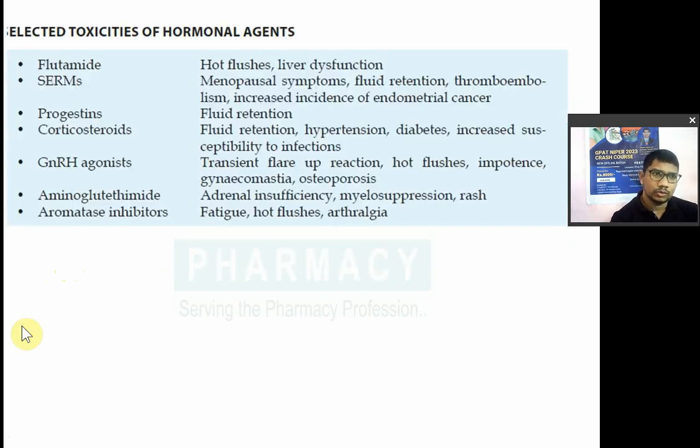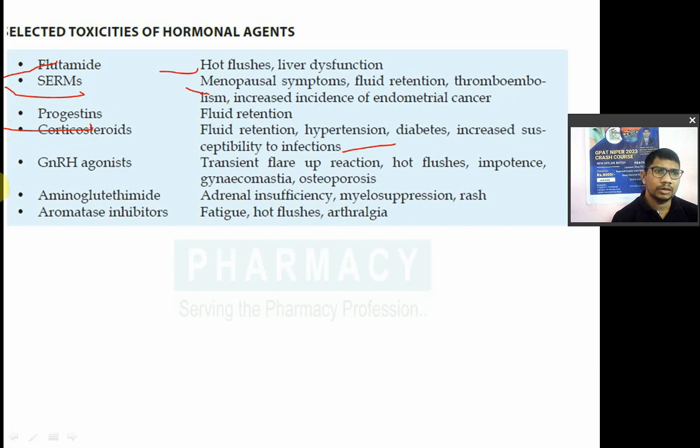Now selected toxicity of your hormonal drugs. So flutamide anti-androgenic drug है. So it can cause hot flushes, liver dysfunction. Selective estrogen receptor modulators, those drugs can cause menopausal symptoms, fluid retention, thromboembolism, and increase the incidence of endometrial cancer. तो प्रोजेस्टिन का एडवर्स इफेक्ट क्या रहेगा? फ्लूइड रिटेंशन. कॉर्टिकोस्टेरॉइड का फ्लूइड रिटेंशन, डायबिटीज, इंक्रीज द ससेप्टिबिलिटी फॉर इन्फेक्शन, मतलब इम्यूनिटी कम कर देगा, एंड हाइपरटेंशन.